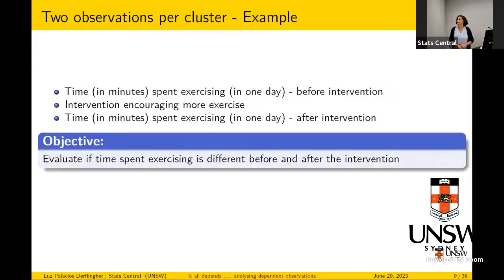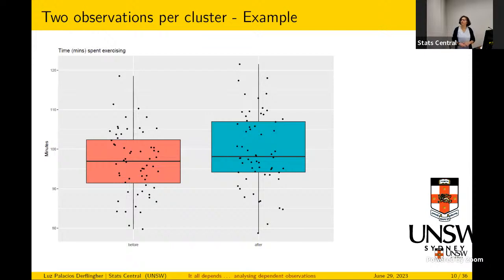And the objective is to evaluate if time spent exercising is different before and after the intervention. We have a sample size of 60. How do we do that? Well, we start by plotting our data, right? That's very common and what you should be doing at the beginning. You have time spent before the intervention and after the intervention.